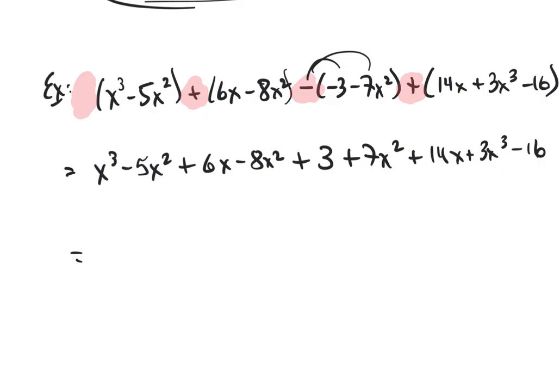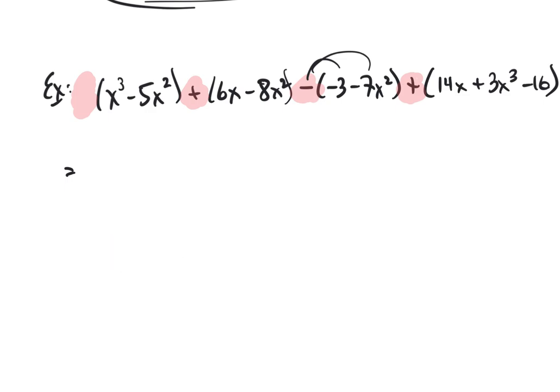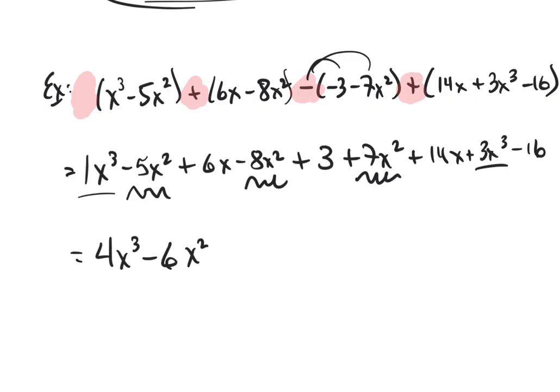All right? And then we're just looking to combine the like terms. So we have an x to the third here and an x to the third here. So 1 plus 3 would be 4 of those. We have an x squared, and an x squared. So when we put all those together, negative 5 and negative 8 is negative 13. Negative 13 plus 7 is negative 6 of those. We have a 6x and a 14x. So 6 plus 14 would be 20x.